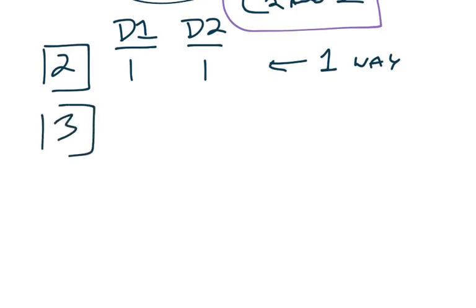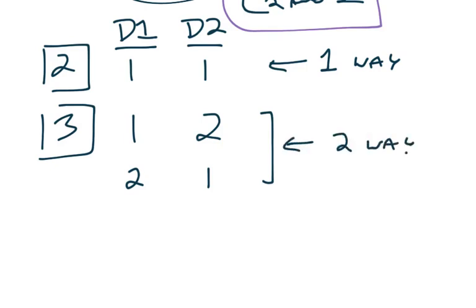Alright, how about a 3? Well, let's say die 1 rolls a 1, die 2 rolls a 2. This gives you a sum of 3. Now you have to ask yourself this question. Is this the only way that this can occur? Hopefully, you agree with me that this is not the only way this can occur. It could have been the other way around. Right? Die 1 could have been a 2. Die 2 could have been a 1. There are 2 ways this could have occurred.